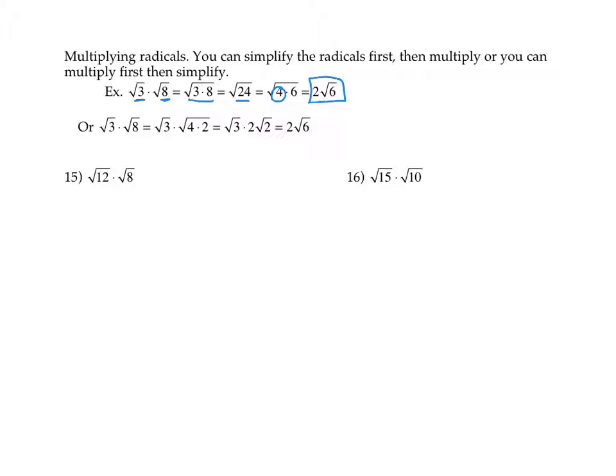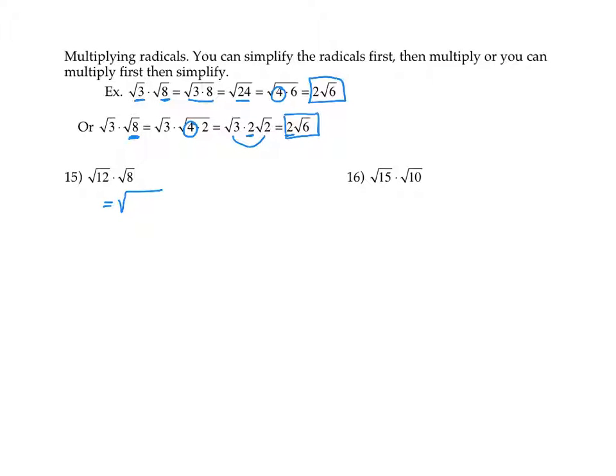In the second case, I chose to simplify the square root of 8 first. So I factored 8 into 4 times 2. Took the square root of 4 to get a 2 outside the radical. And that 2 is going to stay out in front. And then you're going to multiply the square root of 3 times the square root of 2. And that becomes the square root of 6. So no matter which way you do that, you end up with 2 square root of 6 as your final answer.